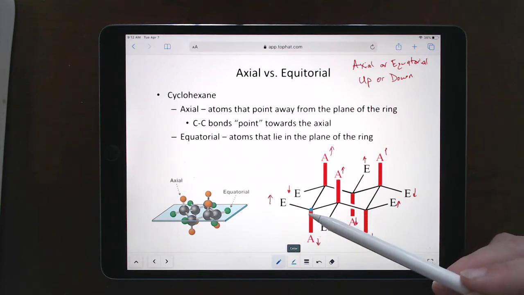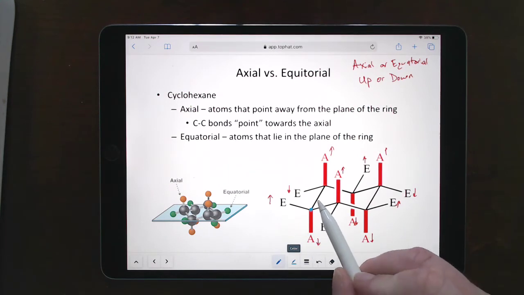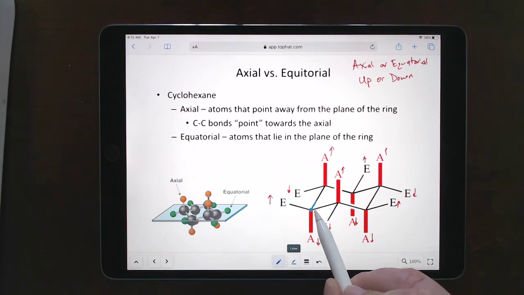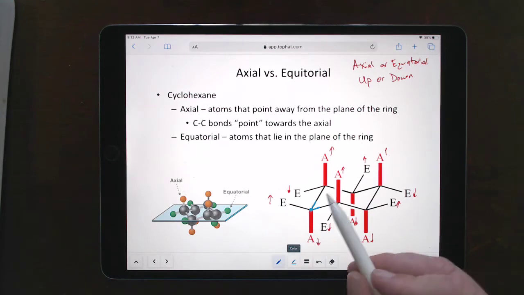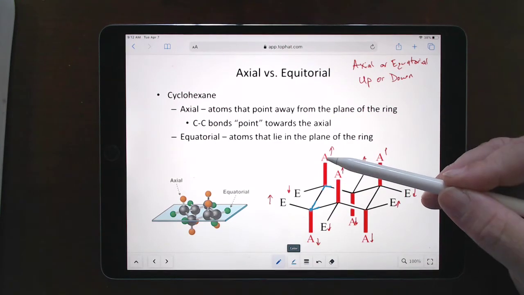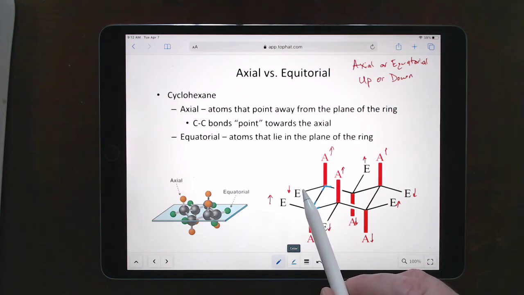If you have a carbon and you want to figure out which way the axial goes, look at here. Notice how the carbon-carbon bonds are pointed essentially down. So that means the axial has to be going down. If the axial is going straight down, that means the equatorial is going up. But for here, notice how the carbon-carbon bonds are basically pointed up. So the axial has to be pointed straight up, which means the equatorial, which is off the side, is going to be down.